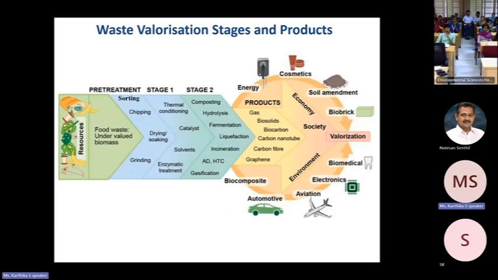Finally, it will reach energy products, cosmetics, soil amendments, then economy, society, valorization, biomedical, electronics, aviation, automation, and biocomposites. Finally, gas, biosolids, biocarbon, carbon nanotube, carbon fiber, graphene. So we can reduce carbon pollution or carbon emission in this way. We have to think about what kind of material will be more suitable for the process in this different model. So many models are there, other models are also there. We have to think about all these things.